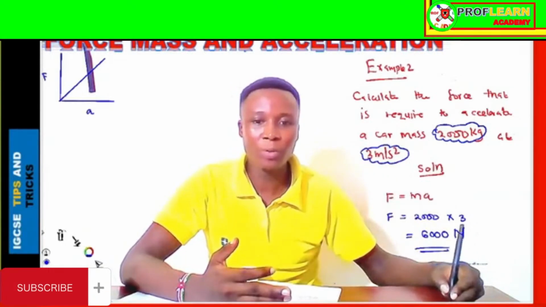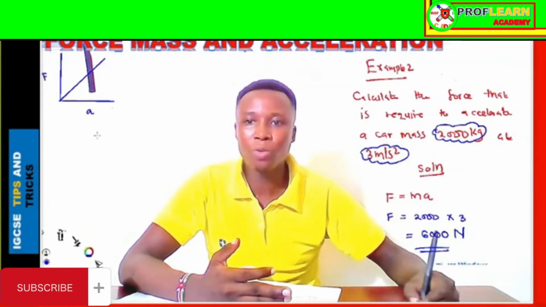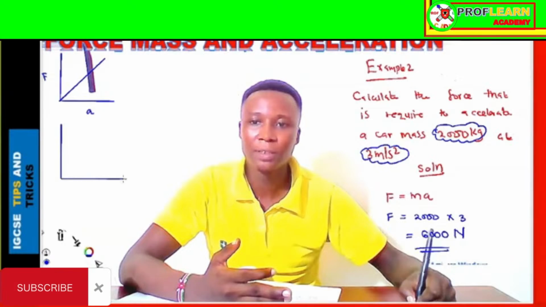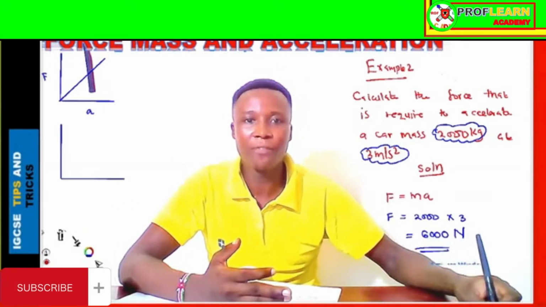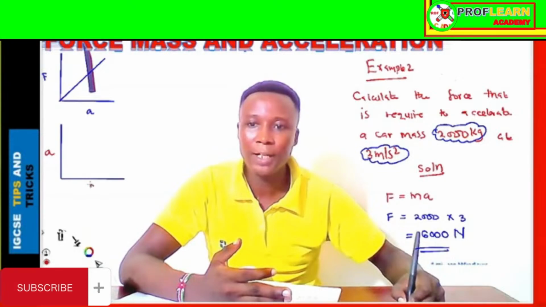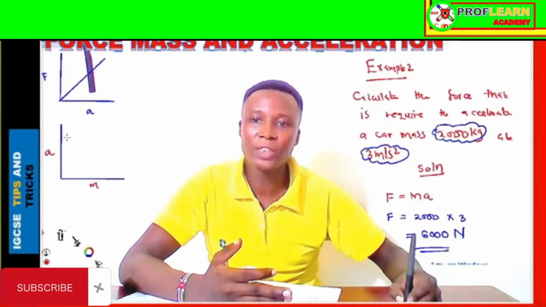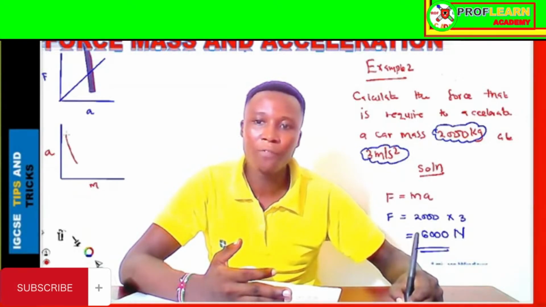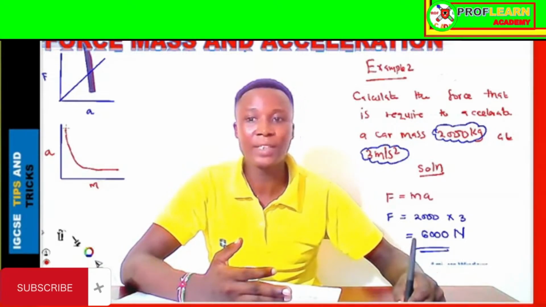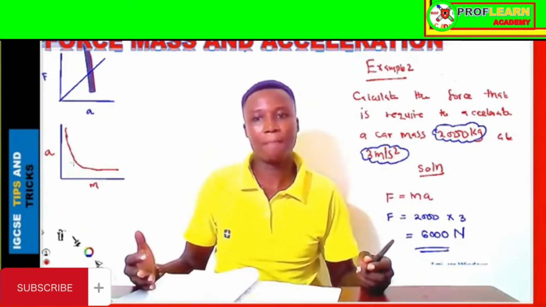If you are told to represent that on a graph, we can draw it here. If we have acceleration here and mass here, because they're inversely proportional, you're going to have such a curve. The curve will never touch the axis.